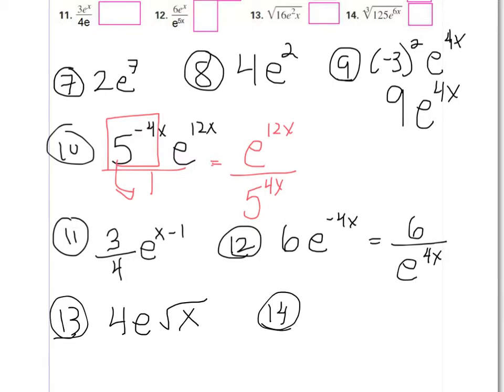And lastly for 14, the cube root. So the cube root of 125 is 5. And then this power of 6x can divide by 3. So that's e to the 2x.